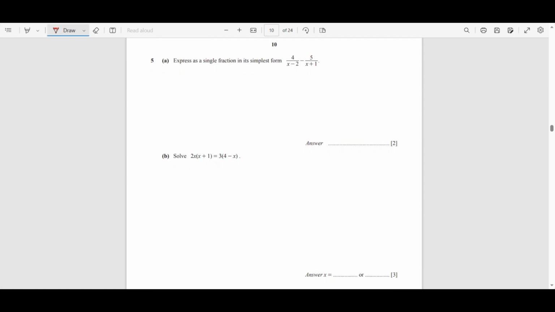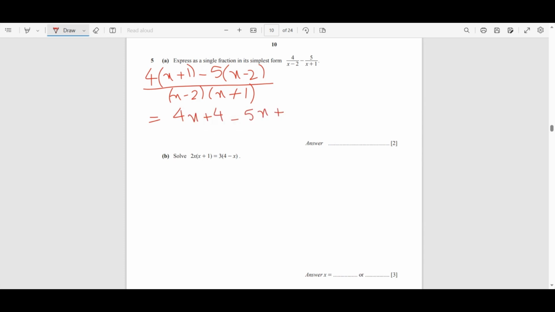Expressed as a single fraction in its simplest form. So x minus 2 and x plus 1 have nothing in common, so their LCM is going to be the product of them. And on the numerator, we multiply this. Upon solving, we get 4x plus 4 minus 5x plus 10.